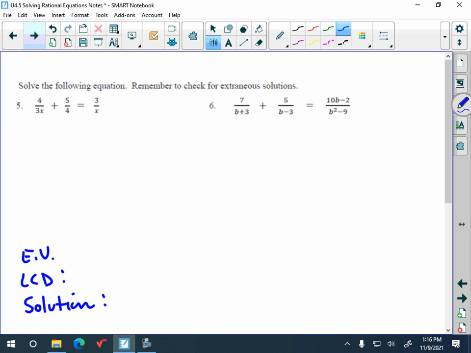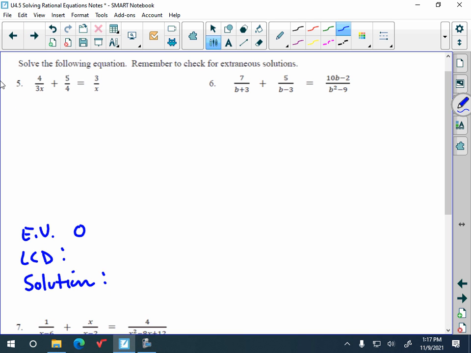All right, so number 5, what's the excluded values? Okay, it's 0. So 0 is the only excluded value to this problem. Okay, again, take the denominator. As long as there's a variable in the denominator, you can set it equal to 0 and you solve for x, or whatever variable's down there. That's your excluded value. All right, what would the LCD be then? 12x, good. All right, so our lowest common denominator is 12x.